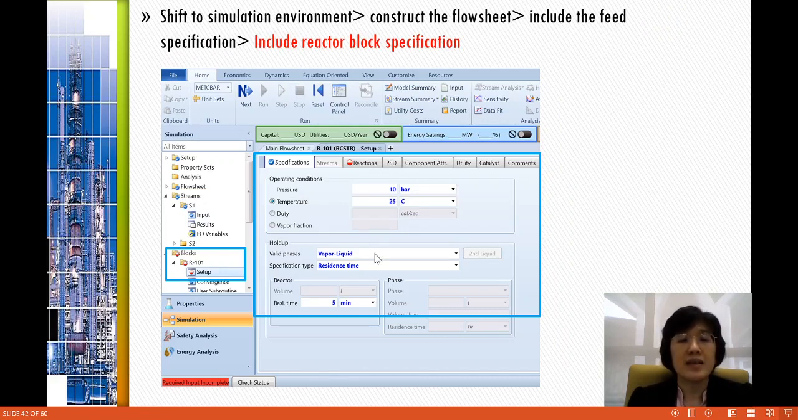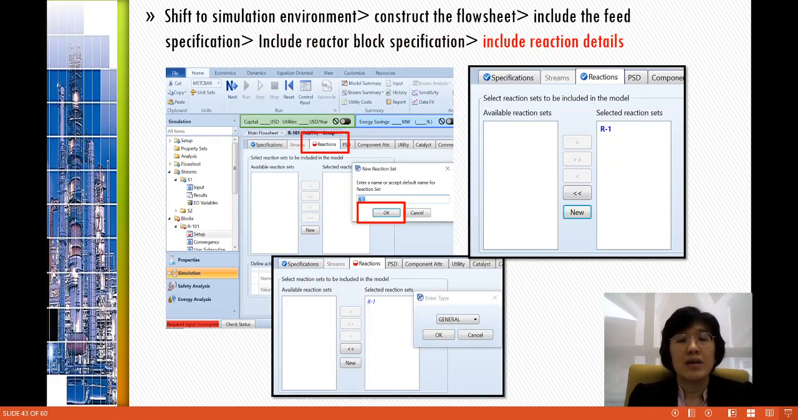The valid phase here, I have actually put as vapor-liquid, just in case you have vapor in the reaction. Of course, the reaction happens in liquid phase, but we can put vapor-liquid. And for another specification, I have chosen residence time because we have to specify the residence time. Just to start, you just put 5 minutes. So if you click next, you'll be guided to this page. Just click new. You'll be given the name for the first set of reaction as R1. Just use the default name.